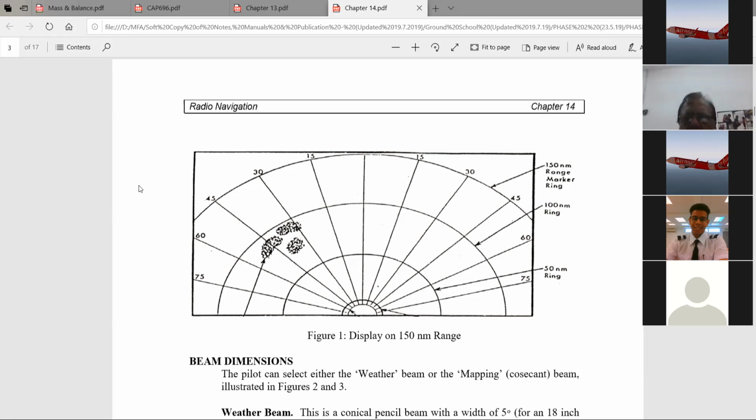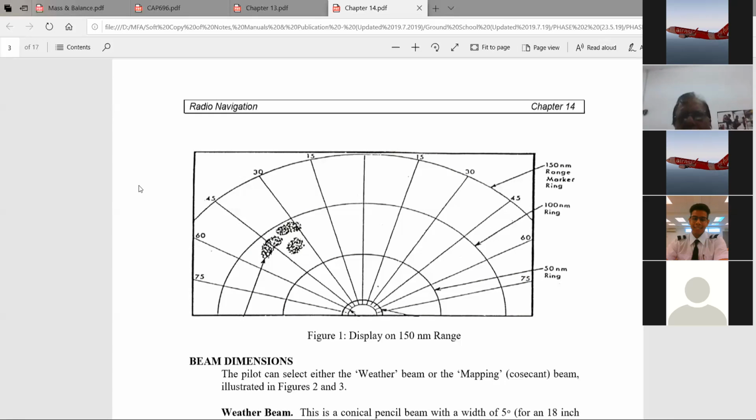And you have a tilt. That means you can tilt the antenna up or down, plus or minus 15 degrees. You can tilt the antenna up 15 degrees, tilt the antenna down 15 degrees. This you can control from the cockpit. You have a tilt switch, and you can adjust the tilt depending on whether you have cloud above you or cloud below you.